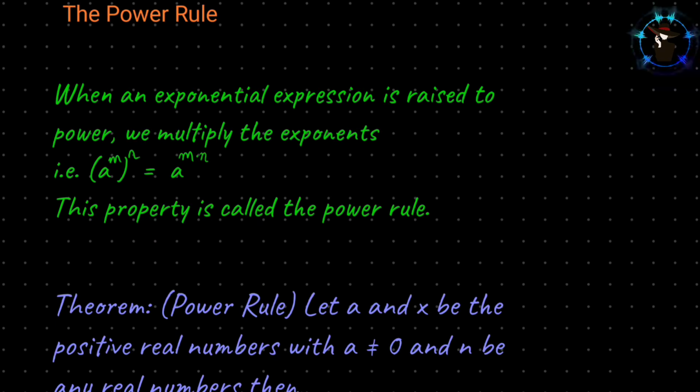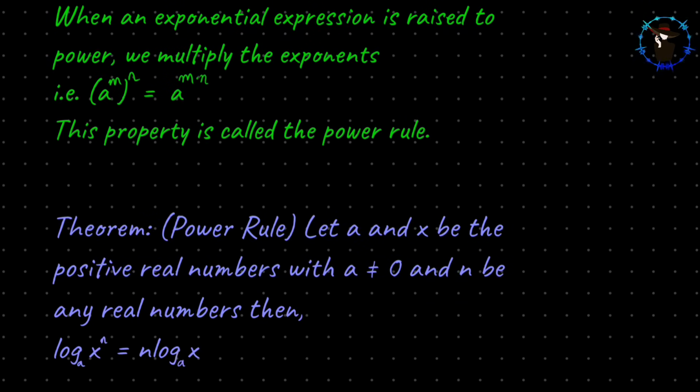The next one is the power rule. When an exponential expression is raised to a power, meaning one power on top of another power, then we need to multiply those powers. This was the same as the expression in the exponential rules. We also have this in the logarithm rule.